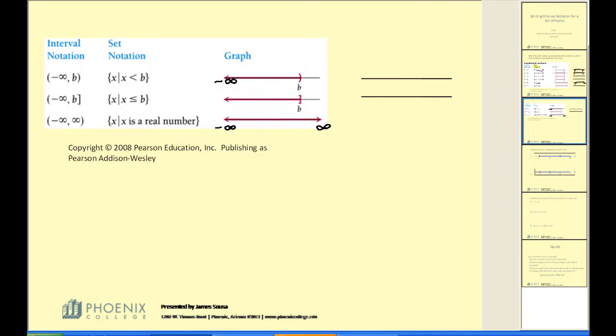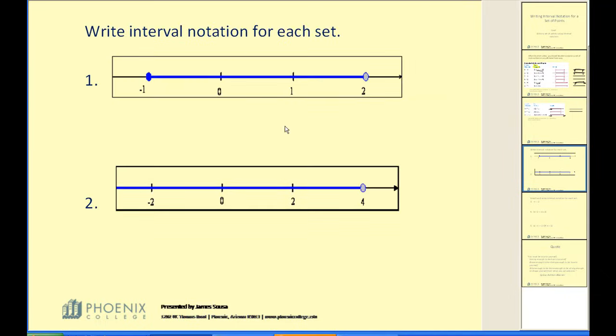Let's take a look at some specific examples. Write the interval notation for each set. This interval starts at -1, goes to +2. It includes -1, so that means we have to write or use a square bracket. It does not include 2, so we would use rounded parenthesis.